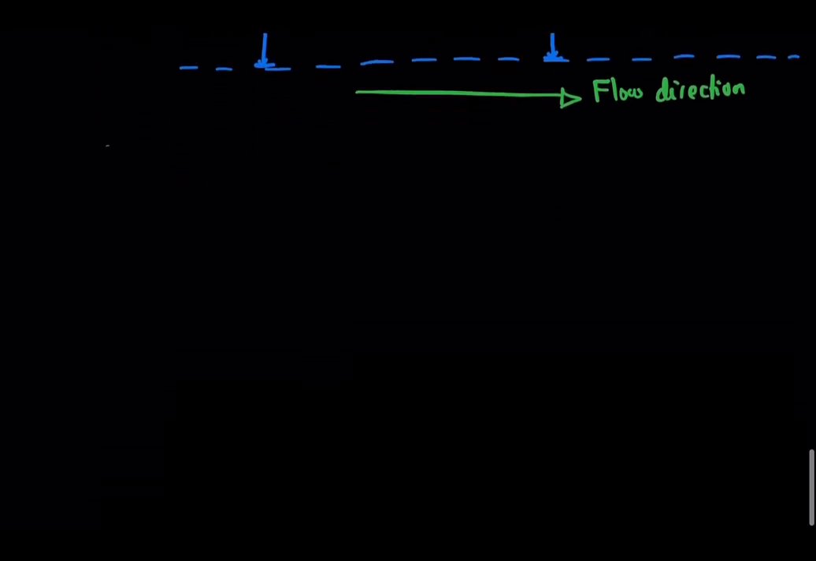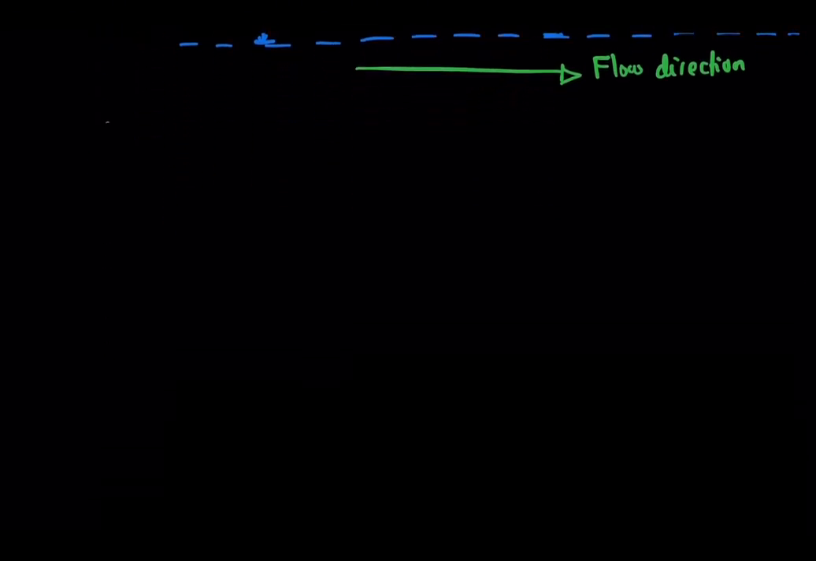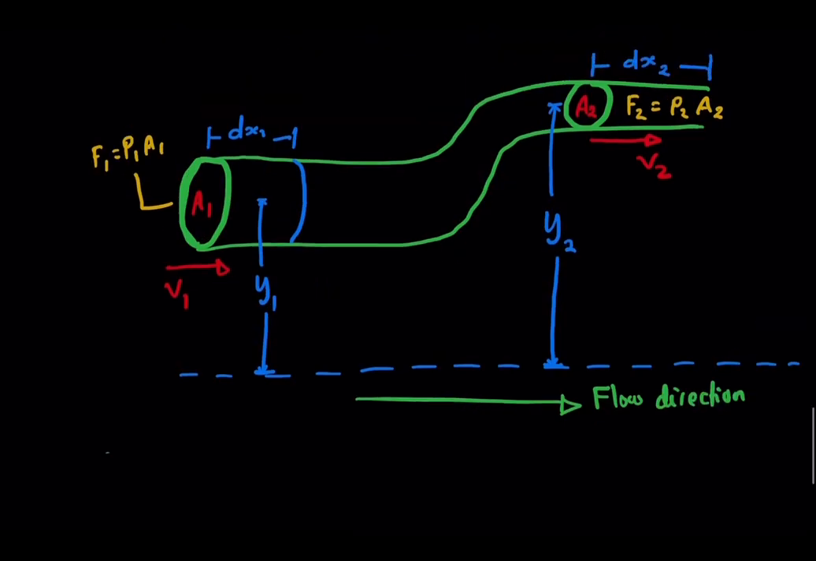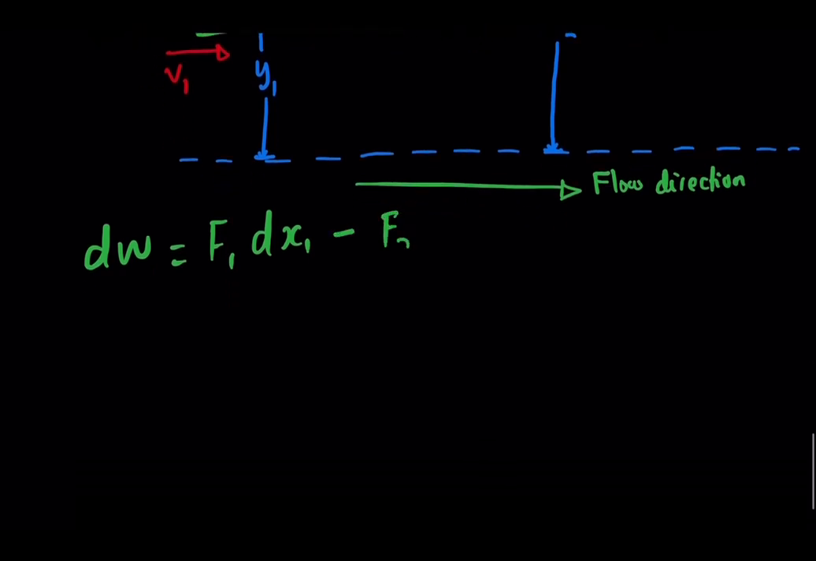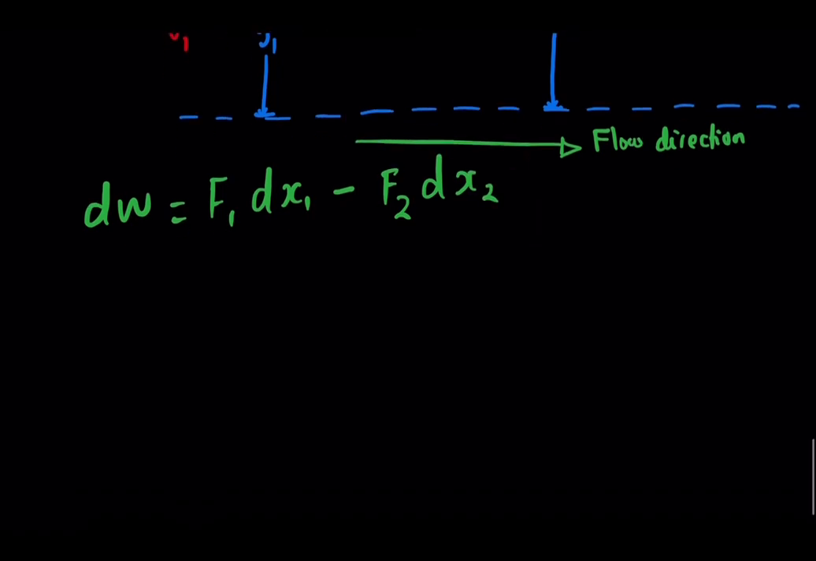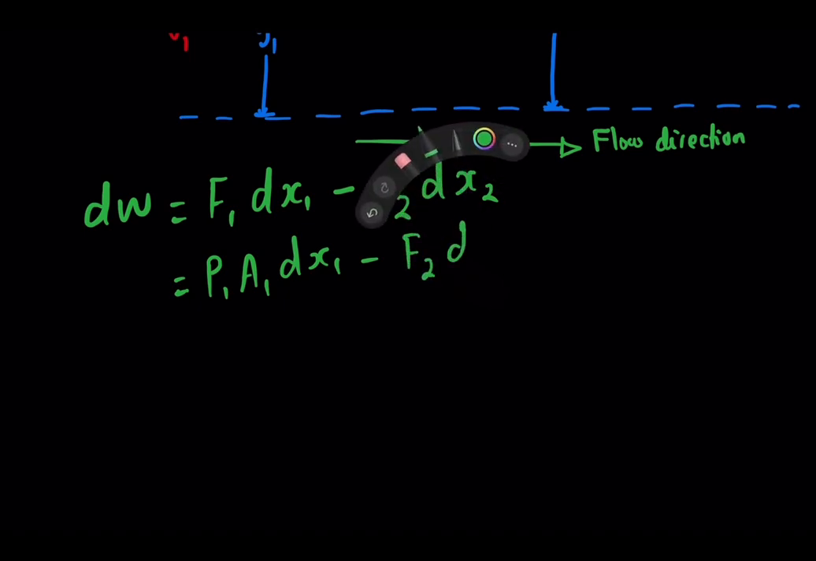The fluid is flowing, so there is a force. And since there is force and the fluid is moving, changing distance, there is going to be work done. So the work done is going to be equal to force 1 times the small distance dx1 in part 1, minus force 2 times the small distance dx2. Now, remember, force is the same as pressure times area. So P1 A1 dx1 minus P2 A2 dx2.